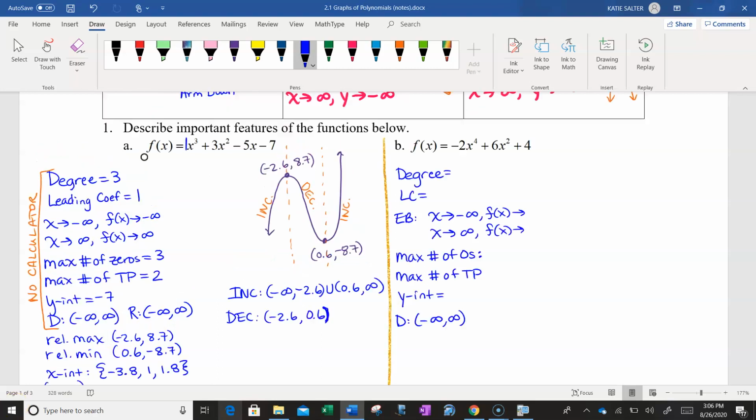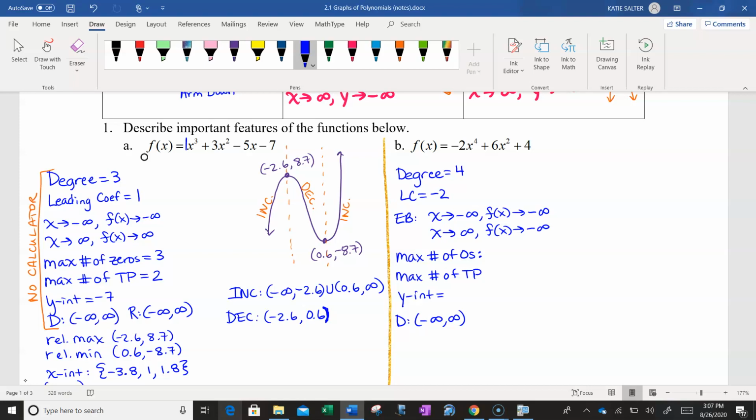Pause now. Okay, so in this case, we have an even degree function, and the degree of this is 4. The leading coefficient is -2. So since this is an even degree with a negative leading coefficient, we know that both arms end up down. So as x approaches negative infinity, f of x approaches negative infinity. As x approaches infinity, f of x also approaches negative infinity.